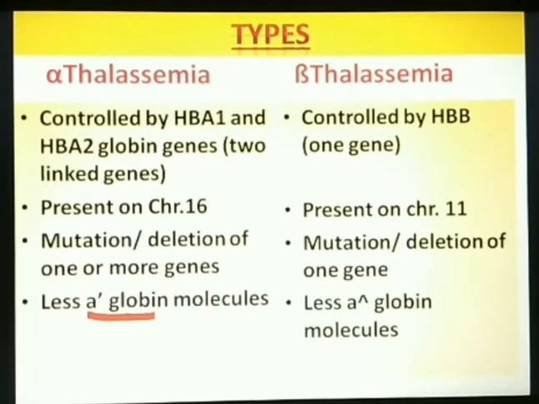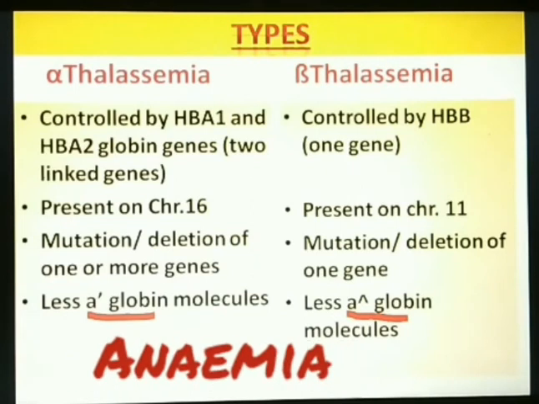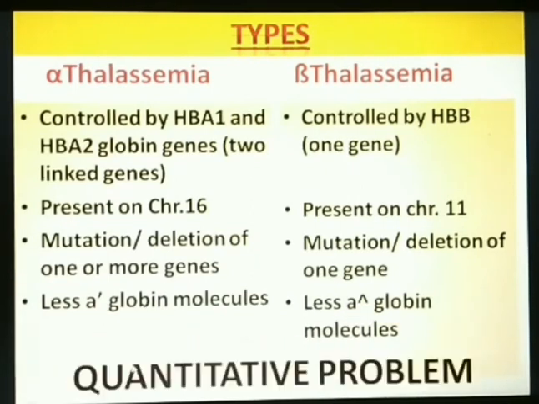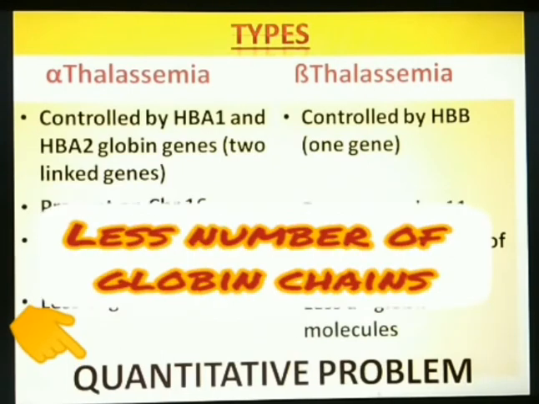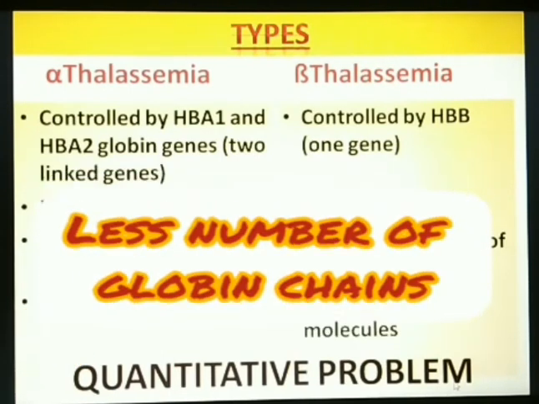And the individual suffering from beta thalassemia will have fewer beta globin chains or A-cap globin chains. So here alpha globin chains will be more in number, but they will form insoluble aggregates inside the RBCs, and that will lead to coagulation or clotting of blood, and to death of RBCs, causing severe anemia. Therefore this disorder is also called a quantitative problem with respect to the number of globin chains.